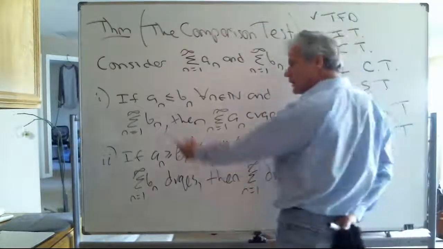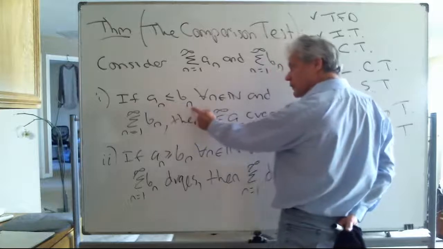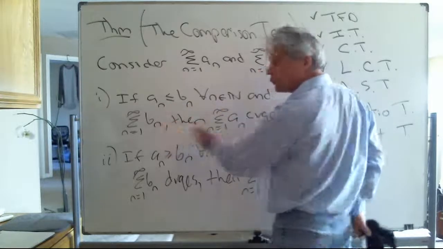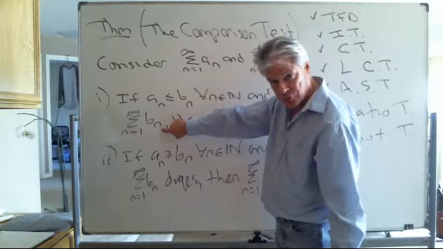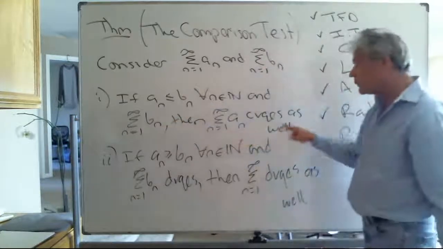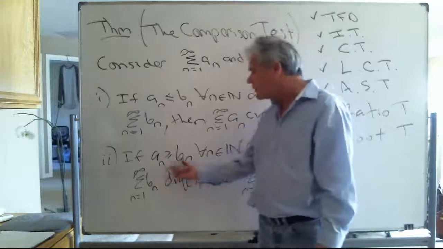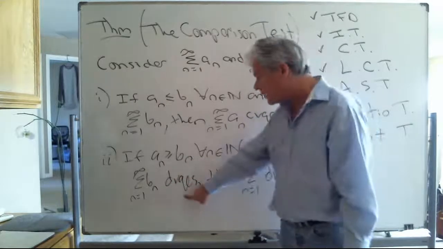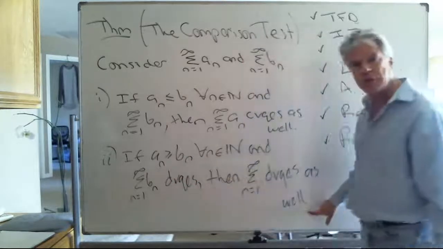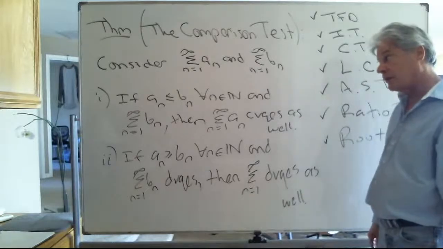Now, if my nth term is less than or equal to the nth term of another series that converges, I forgot to write that, but this converges, then my series converges as well. But if my nth term is at least as big as the nth term of a series that diverges, then my series diverges as well by the comparison test.